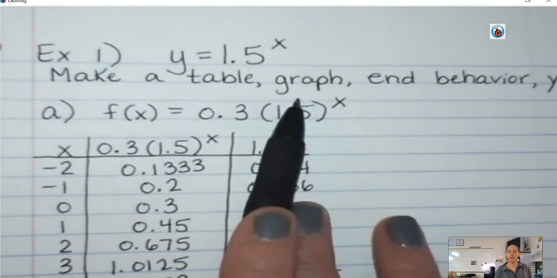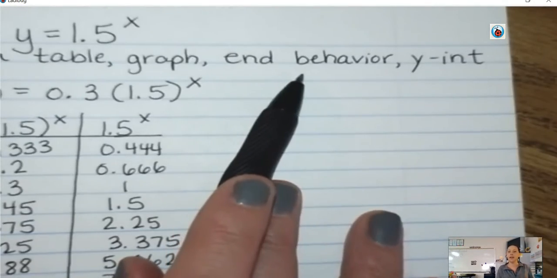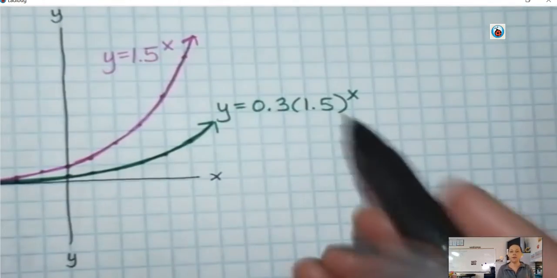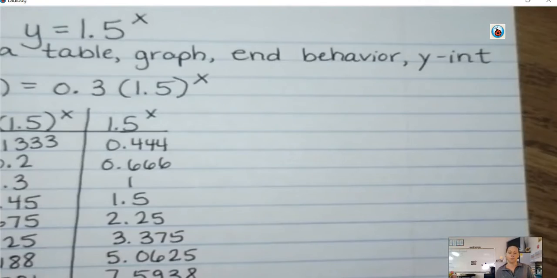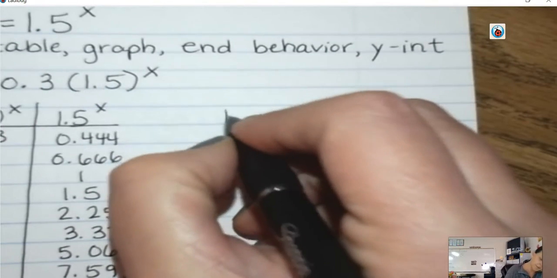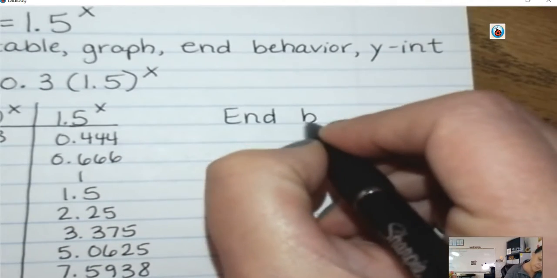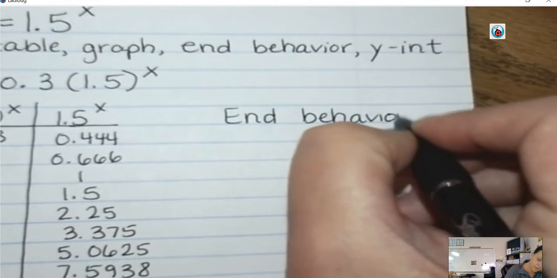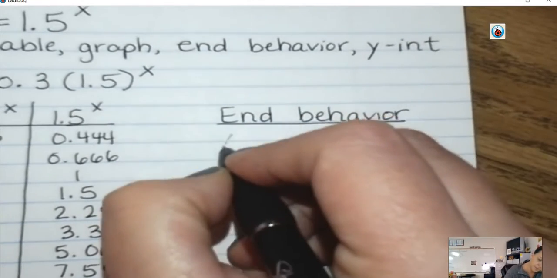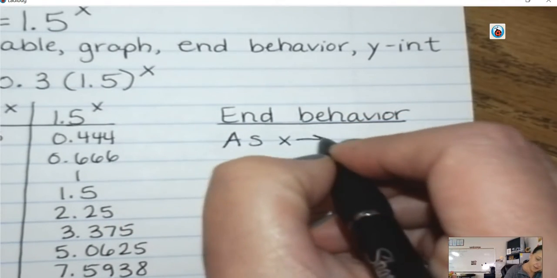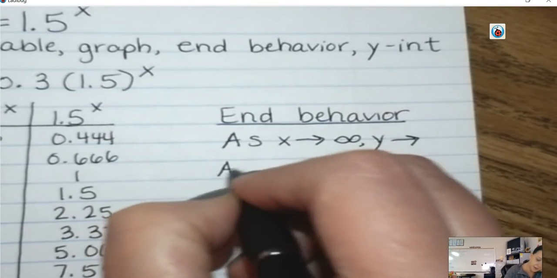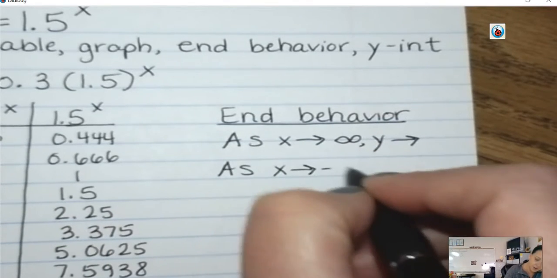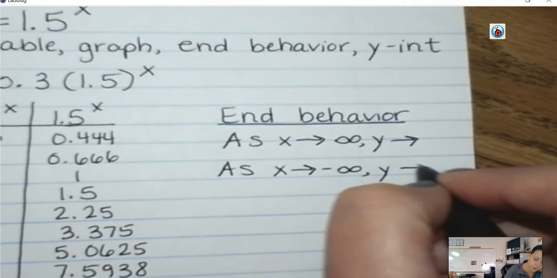Okay, then the directions say we're going to make the table, we're going to graph, and now we have to do the end behavior. We're just doing the end behavior for the 0.3 graph. So remember from last week, end behavior: as x approaches infinity, y approaches something, and as x approaches negative infinity, y approaches something.